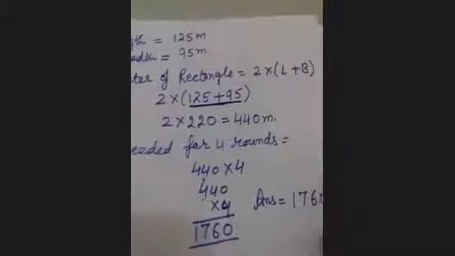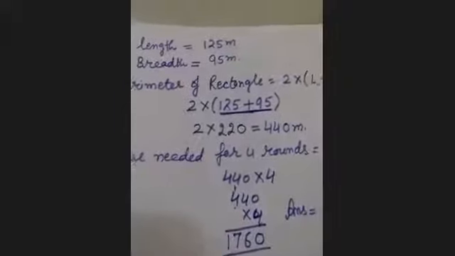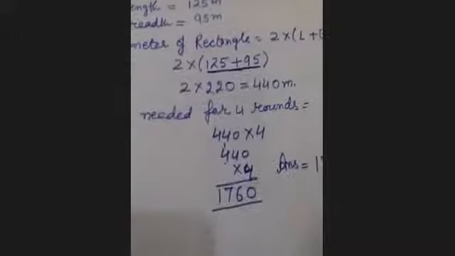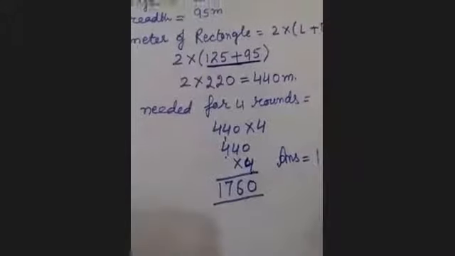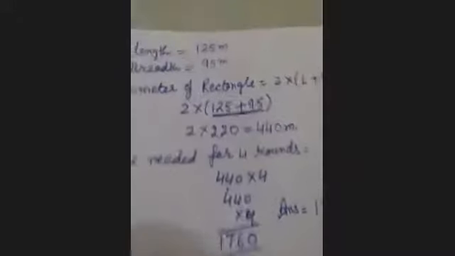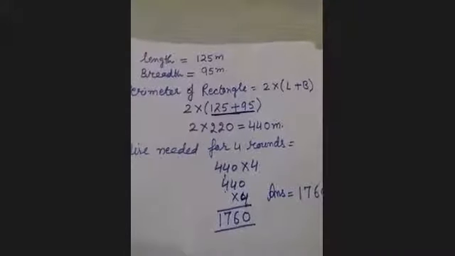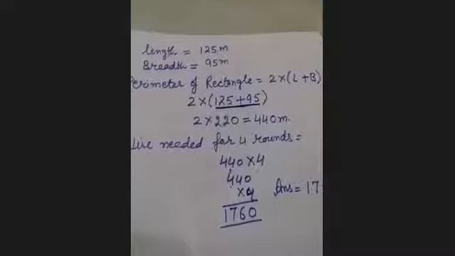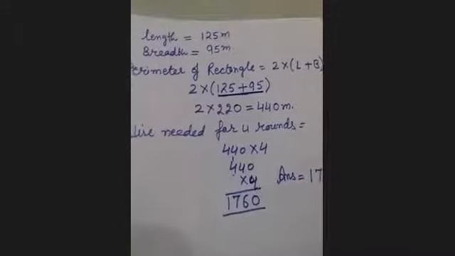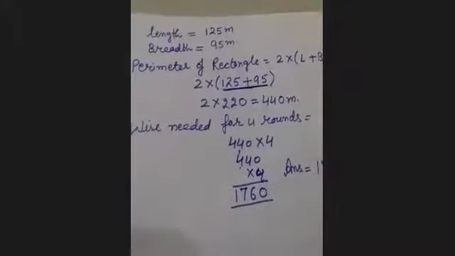Perimeter of rectangle is, yes. Students, in first part we will find the perimeter of this rectangle, then multiply by 4 to find the length required for 4 rounds. Clear students? Now, question number 10.